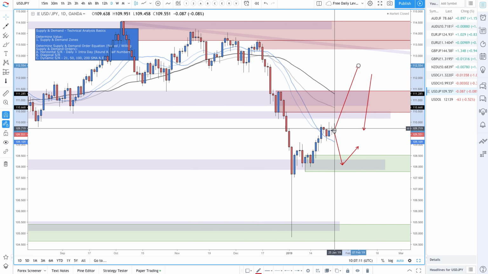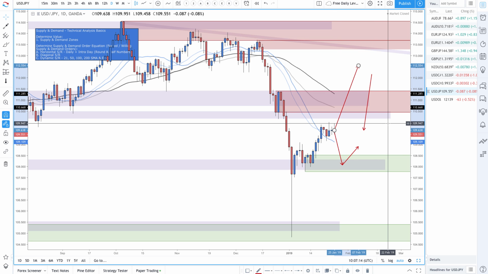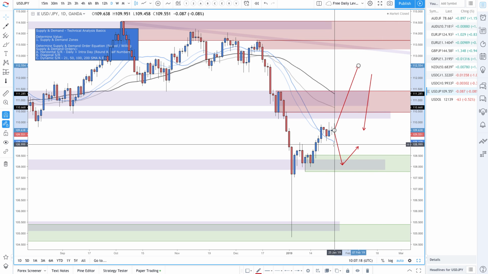I think it's probably safe to wait for FOMC to come out. If you are going to enter pre-FOMC, I would say reduce your risk size, maybe go for half or a quarter position and see what happens. But as of now, there's really no trade between this supply or this demand zone.